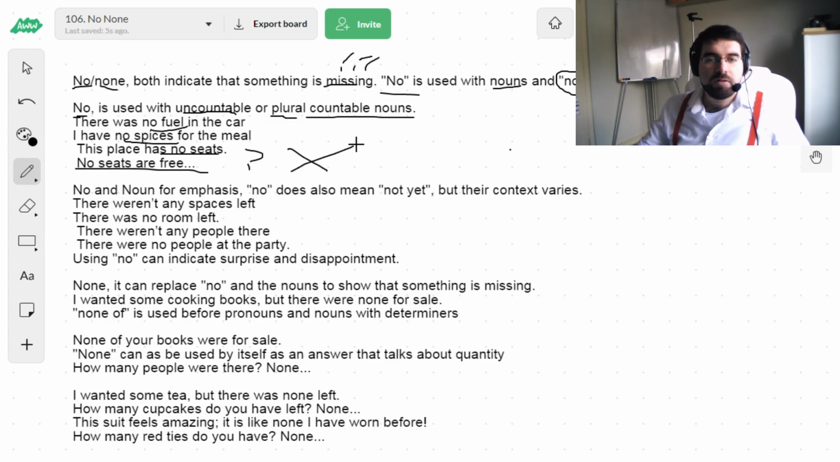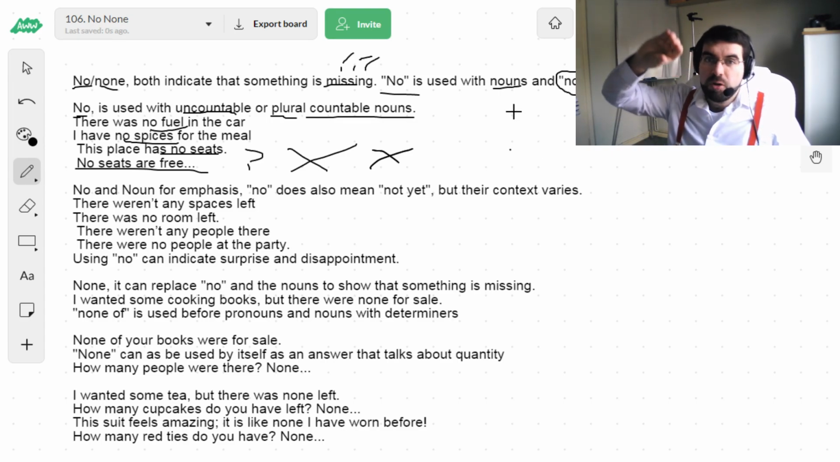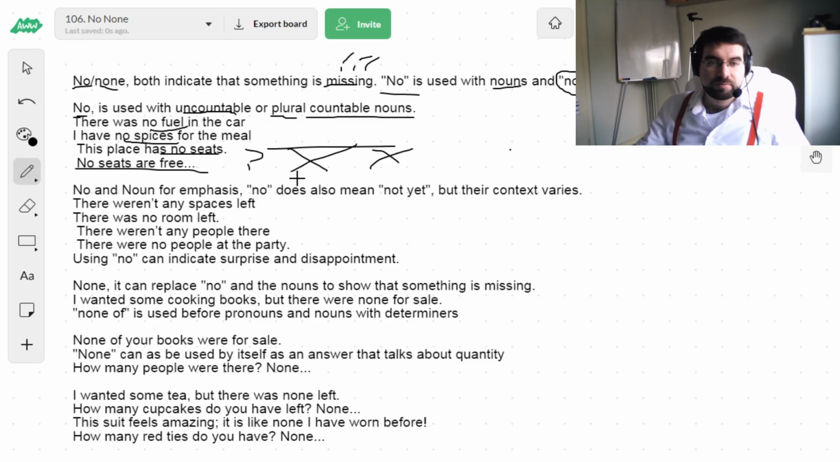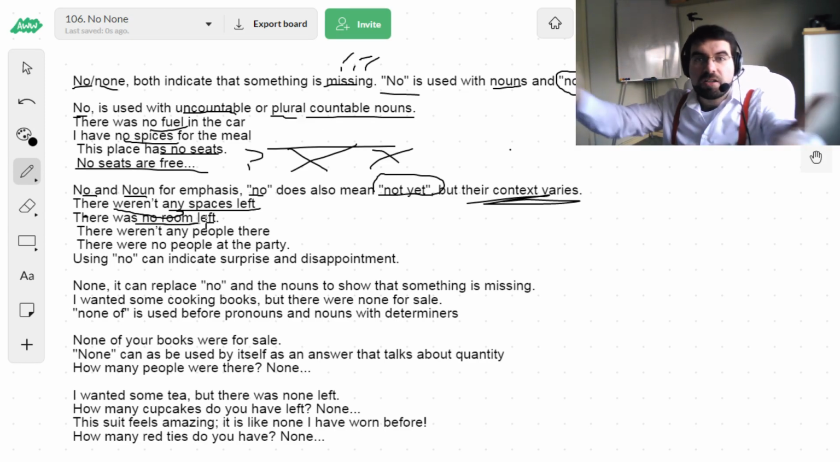No, nothing more. No more seats. There's no more water. No more, it's gone. But no and nouns, for emphasis. No does also mean not yet, but the context varies. There weren't any spaces left. There was no room left. There's no spaces left for the car to park. Maybe not yet. Not yet.